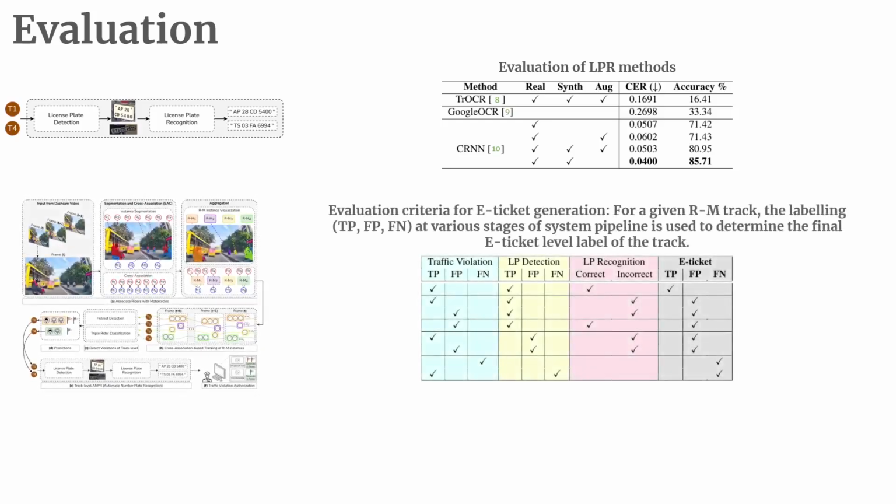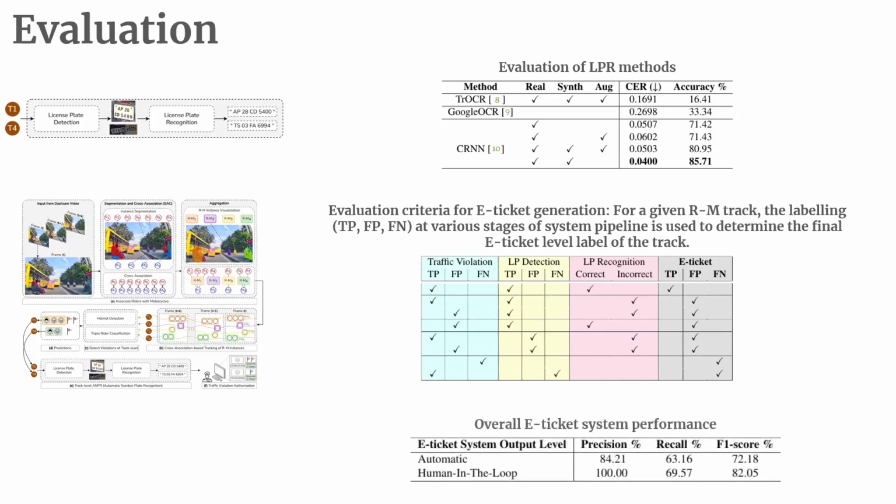We evaluate the system-level performance, which is important for e-ticket generation, using correctly tracked RM instances. An RM track is considered a true positive for e-ticket generation if the system accurately predicts the traffic violation and correctly detects and recognizes the license plate. False positives and false negatives are calculated similarly.